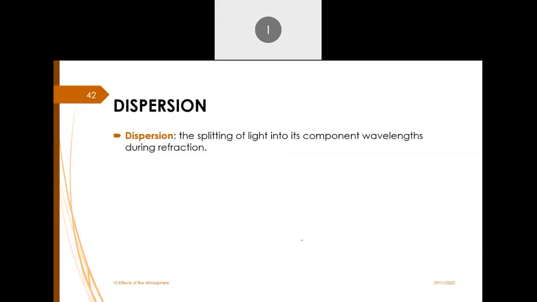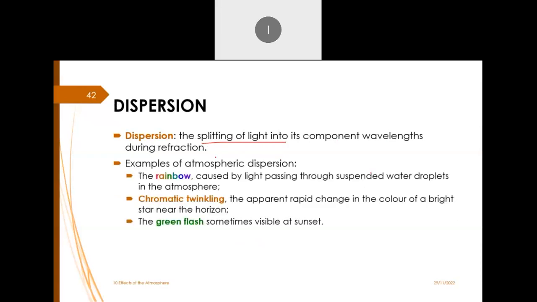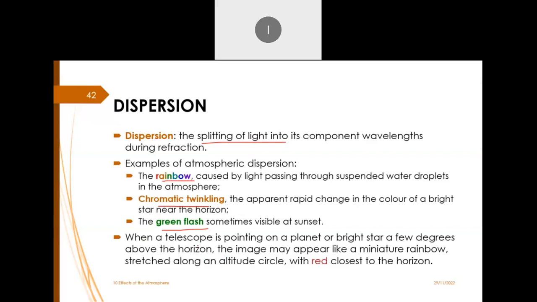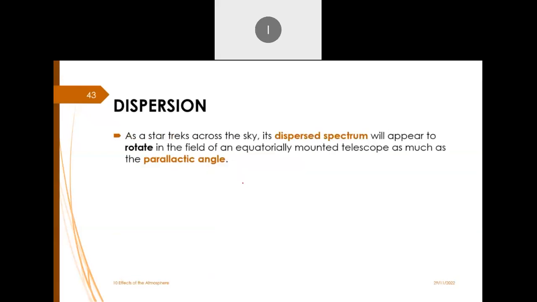Okay, so we go to dispersion. Dispersion is the splitting of light into its component wavelengths during refraction. Examples of atmospheric dispersion are the rainbow, chromatic twinkling, and the green flash. When a telescope is pointing at a planet or a bright star, the image may appear like a miniature rainbow stretched along an altitude circle with red closest to the horizon.